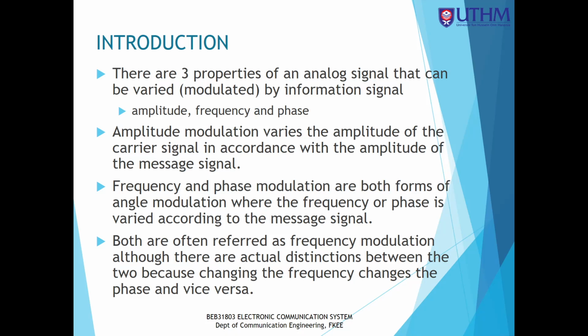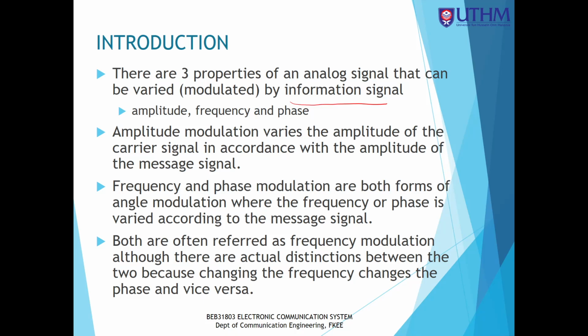Okay, as for the introductions, there are 3 properties of analog signal that can be varied by the information signal, by the input. So these refer to the carrier signal. Remember, when we do the modulation process, the property of the carrier will change in accordance with the input signal. Remember the definition of modulations.